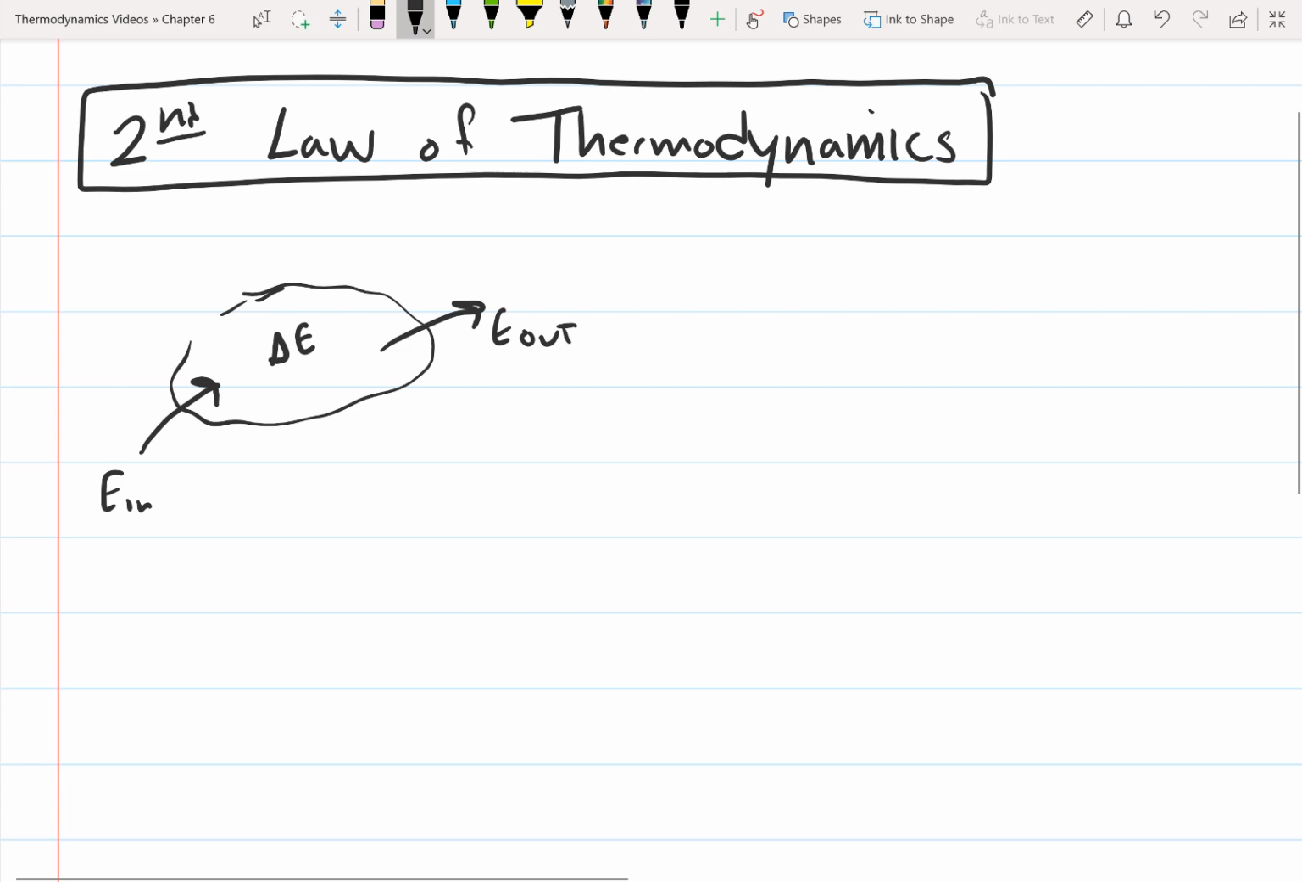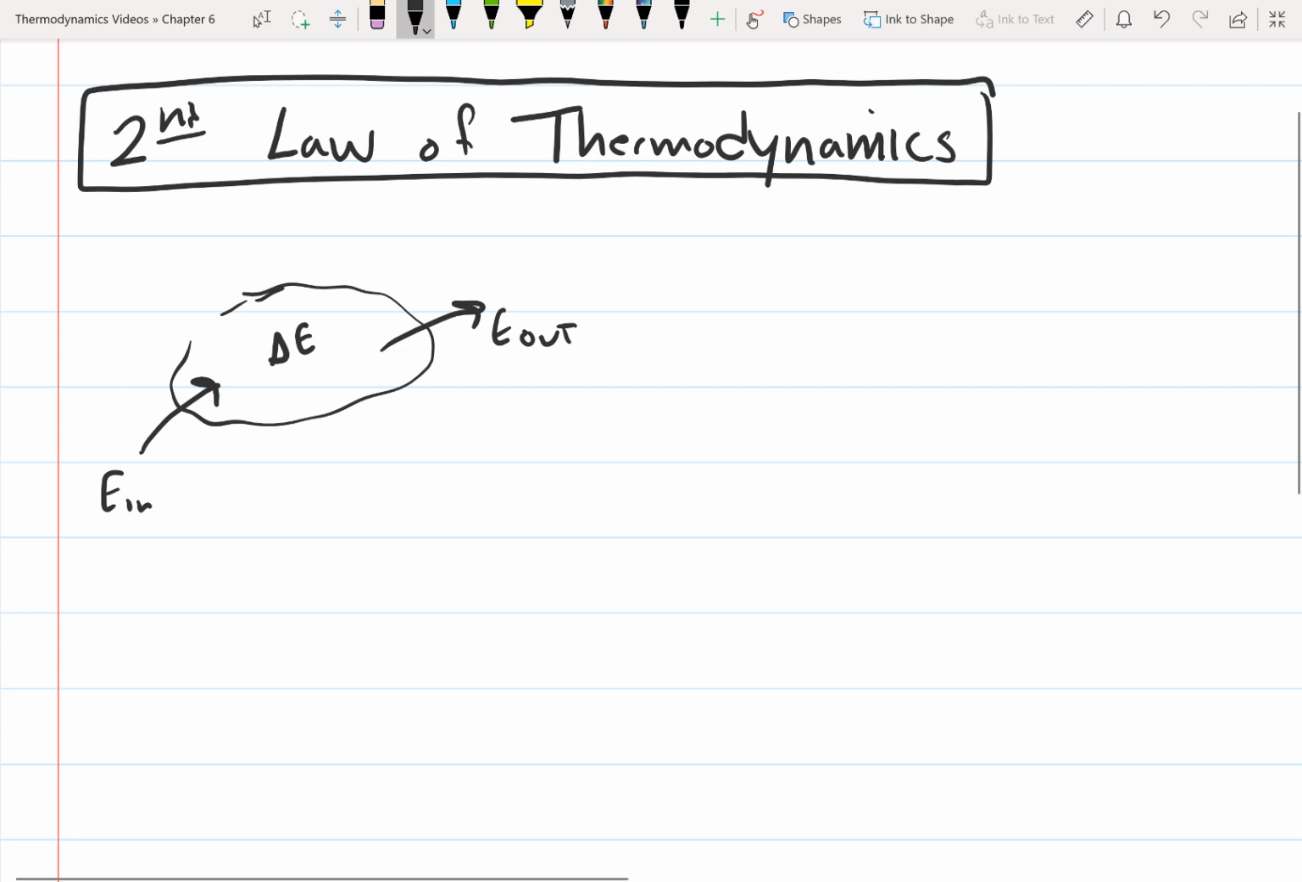The second law isn't quite so intuitive, and if you just start seeing the math right away, it gets really confusing. So I'm going to try and show some examples of what led to the need for the second law, and then in later videos we're going to get into the math related to the second law.